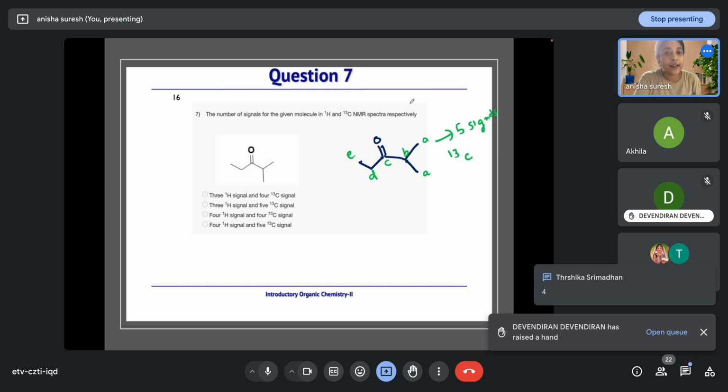4, yeah. Here there is no proton. In the C region there is no proton. Hence it will be showing 4 different signals. One here, 2, 3, 4. This will be similar. So 4 signals will be there for proton. Hence the right answer will be option D. 4 proton signals and 5 13C signals.